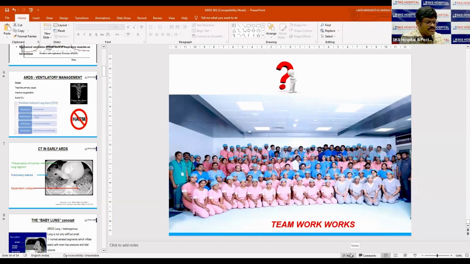Yes, sir. The next question from Dr. Pankaj. Even now, studies do say that use of low tidal volume of as low as 4 ml per kg is also beneficial. Your comment on this, sir? Yeah, you can go up to 4 ml per kg, but there are no major studies on that.